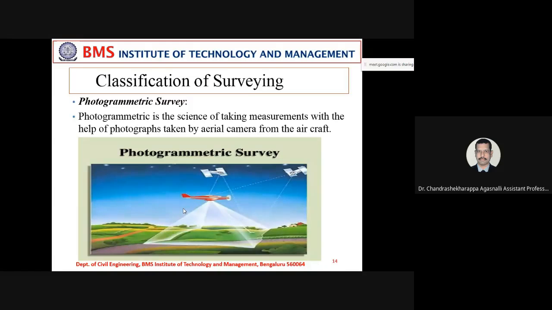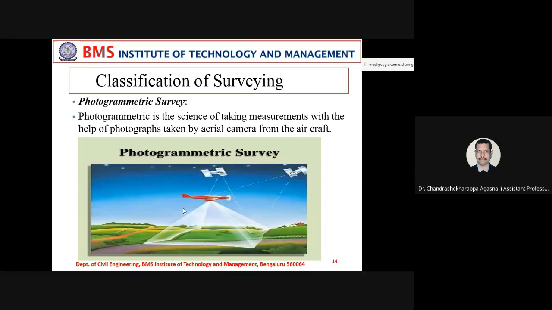Photogrammetric surveying. It is just like taking photographs of a group of people in the horizontal way. In the plan view we can see 10 people, students, your friends, standing there, and you are capturing their image by focusing, by applying the light. You are capturing their images without physical contact.